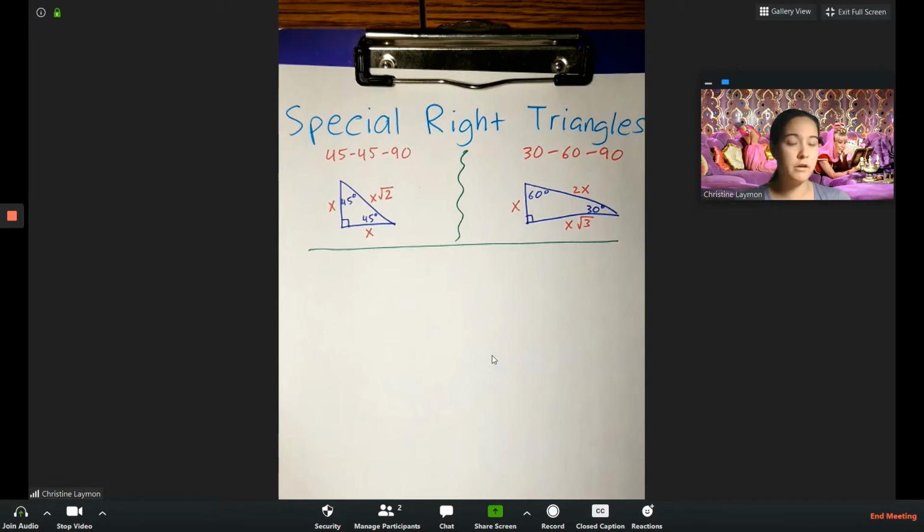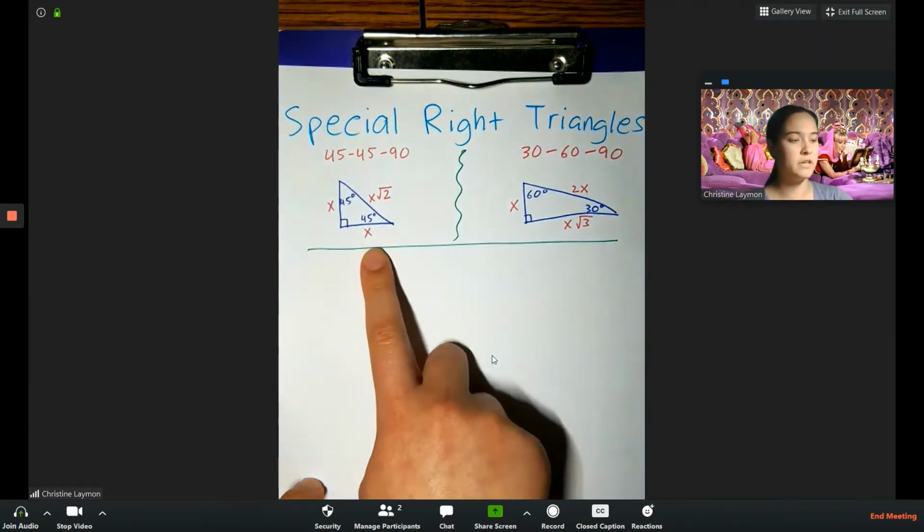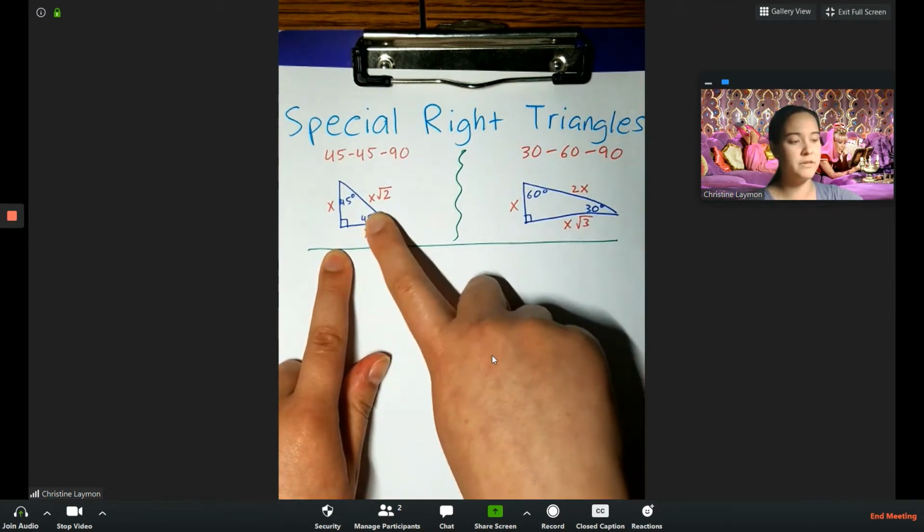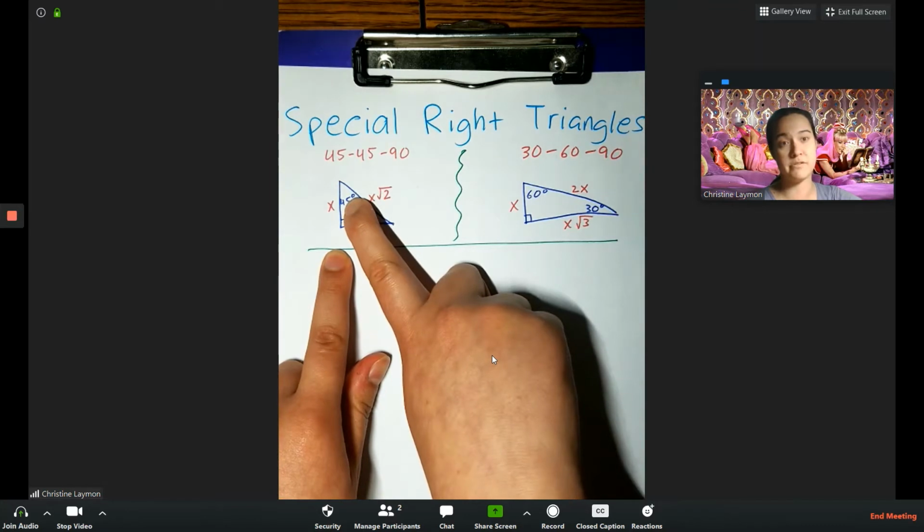So we're going to talk about special right triangles. And there's two types, 45, 45, 90 and 30, 60, 90. So 45, 45, 90 is talking about these degrees here. So there's your right angle, there's your 45 degrees, there's your other 45 degrees.